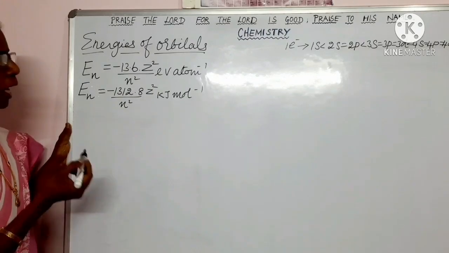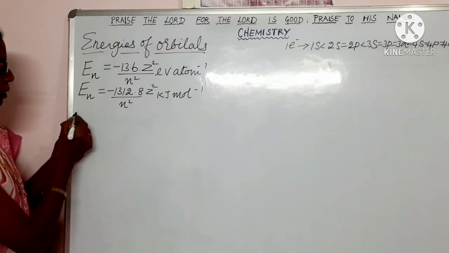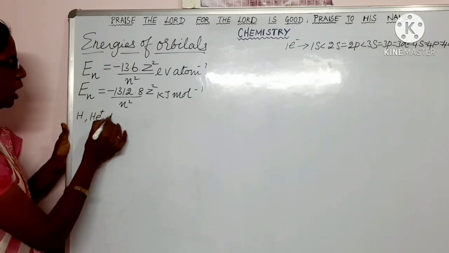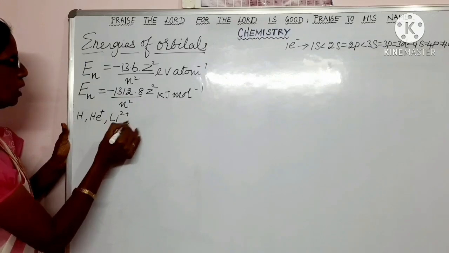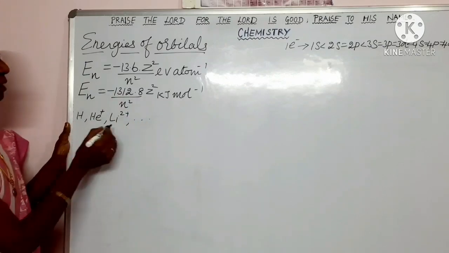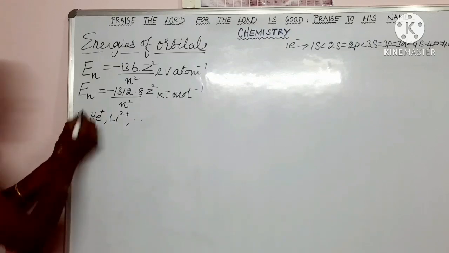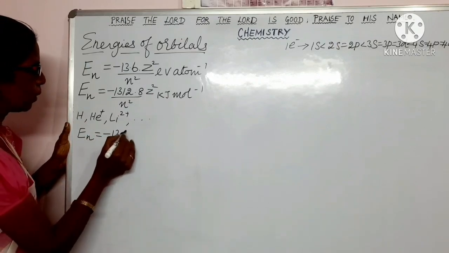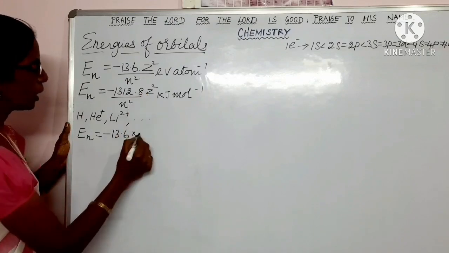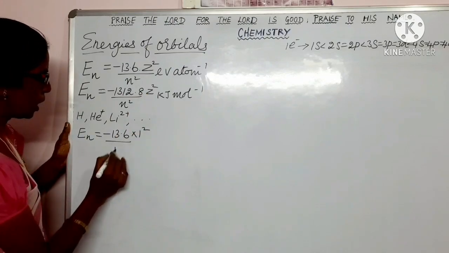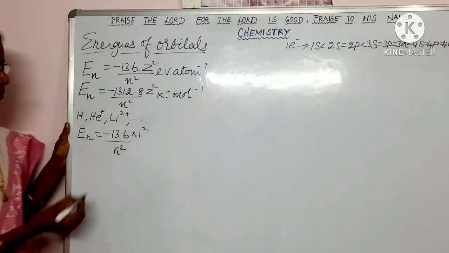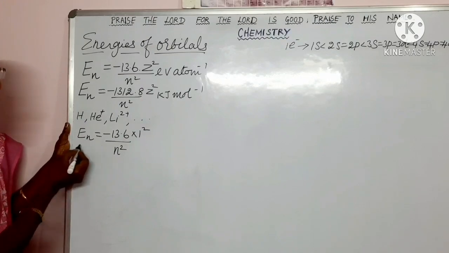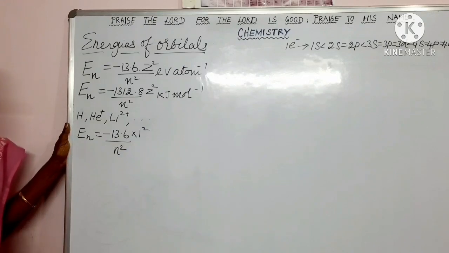When you consider a hydrogen atom or hydrogen-like atom, that means helium plus, lithium 2 plus, etc., with just one electron, the energy of the electron can be written as minus 13.6 into atomic number 1 squared by n squared. Look at this expression. The energy of the electron revolving in the nth orbit depends on the principal quantum number.